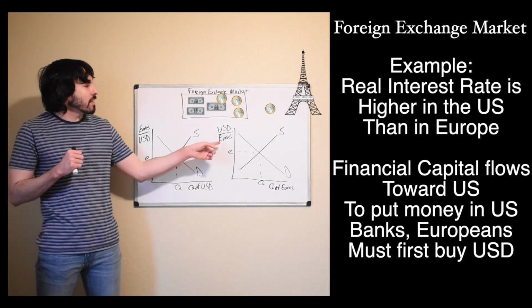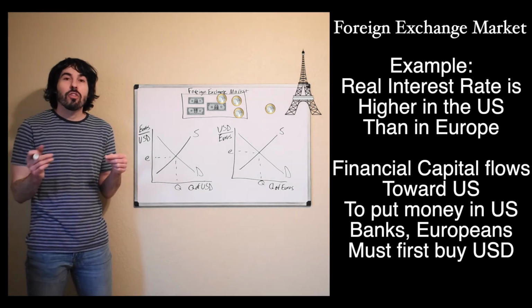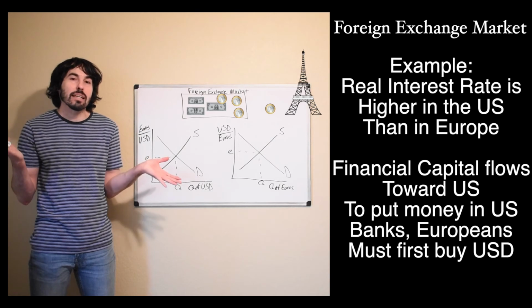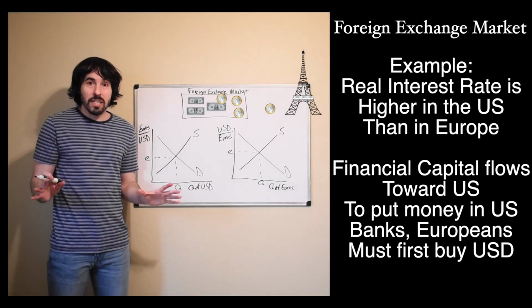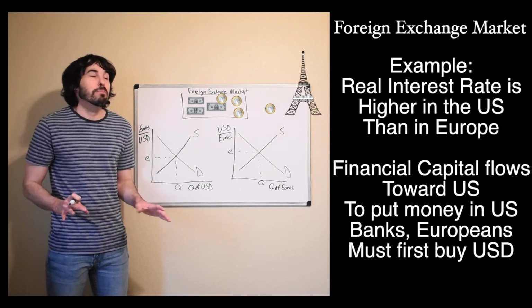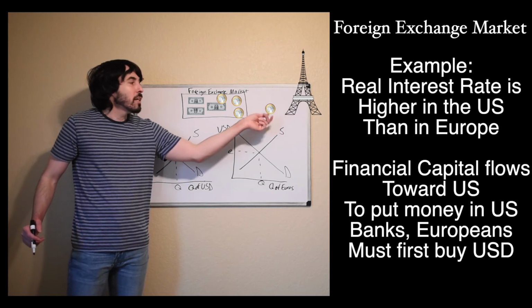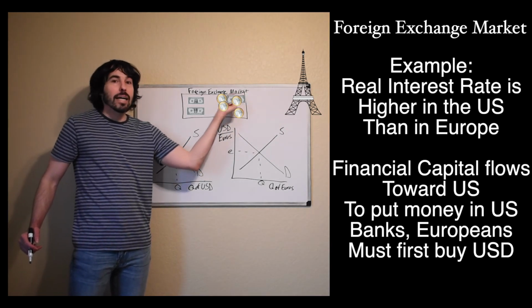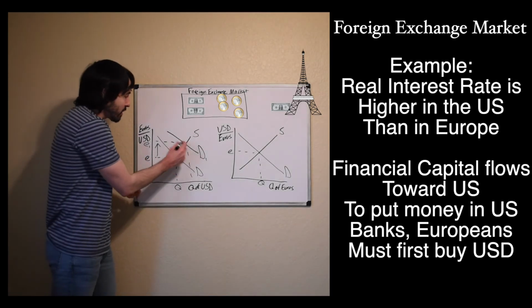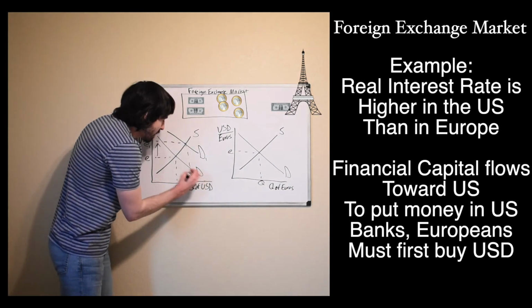So, let's say a foreign investor in the European Union finds out the real interest rate is higher in the US. They're going to bring their money over here to put it in corporate bonds or maybe some sort of bank account. So first, in order to put their money into a financial instrument in the United States, they're going to have to purchase US dollars. So financial investors in Europe go into the foreign exchange market, buy US dollars, and sell their euros.